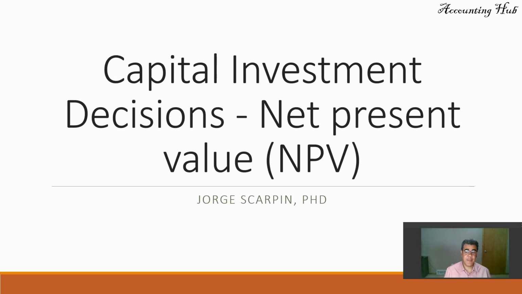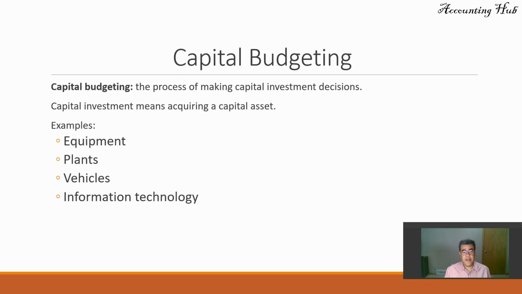I'm Professor George Carpin, PhD in accounting, and our topic today is capital investment decisions, net present value, or NPV. Capital budgeting is the process of making capital investment decisions. If we have capital investment decisions, we need at least two options, and then we will choose the best one. Capital investment means acquiring capital assets, for example equipment, plants, vehicles, and information technology.